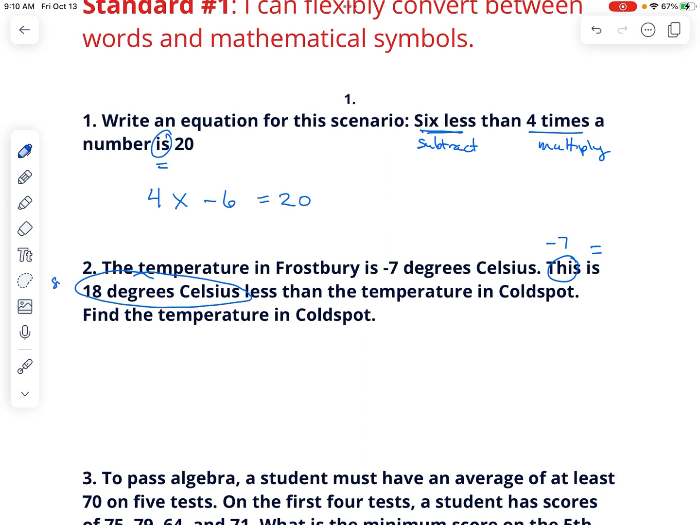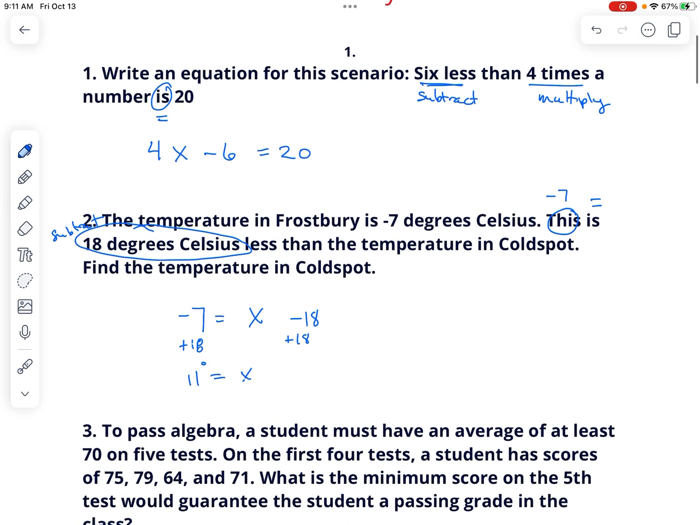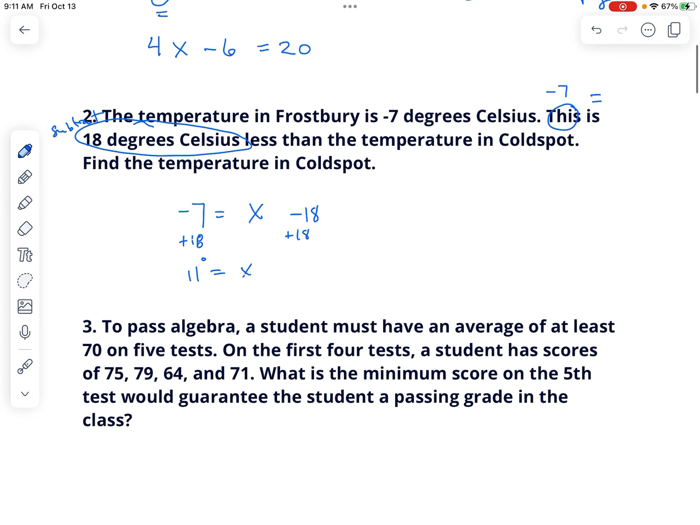So we want to subtract that from this unknown temperature. So -7 is going to equal, and we're going to subtract 18 from the temperature in Cold Spot. X, we could use C for Cold Spot. And then we want to find the temperature in Cold Spot, so let's add 18 degrees to both sides. And then we get 11. So 11 degrees is the temperature in Cold Spot, so still cold.